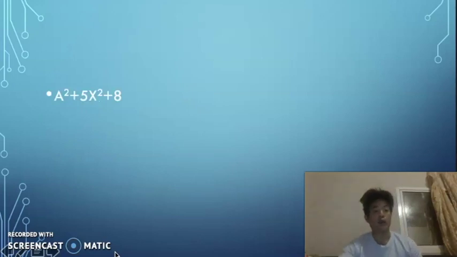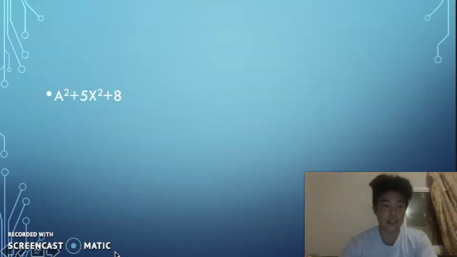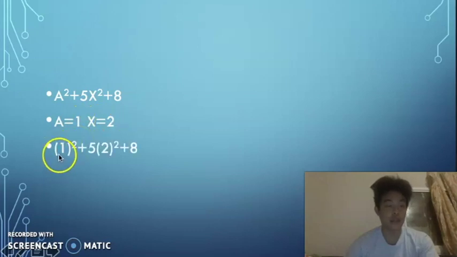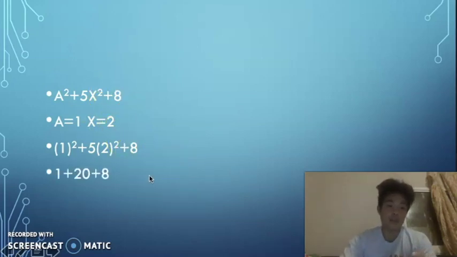Once we get here, when we get a squared plus 5x squared plus 8, what we want to then do is evaluate. So we said a equals 1 and x equals 2. So remember, we want to replace a with this number 1 and replace x with 2. So when we do that, we say 1 squared plus 5 times 2 squared plus 8. And then we want to simplify. So when we are simplifying, you should get 1 plus 20 plus 8.